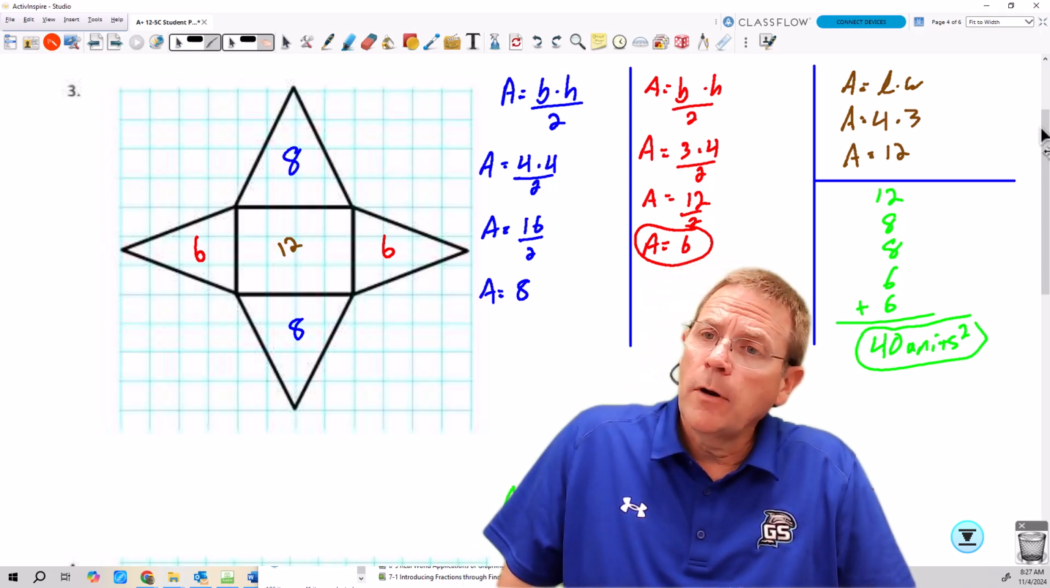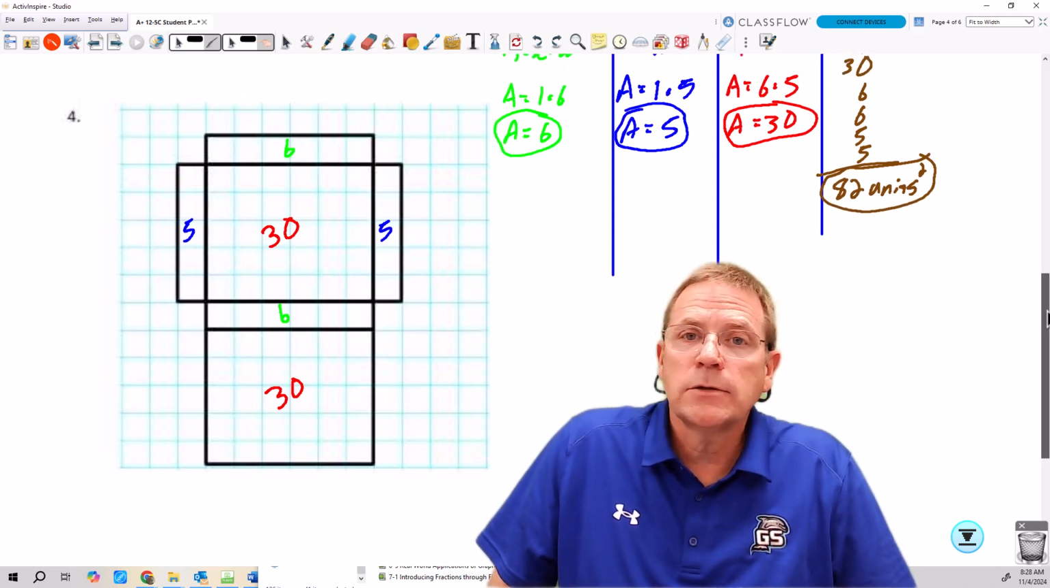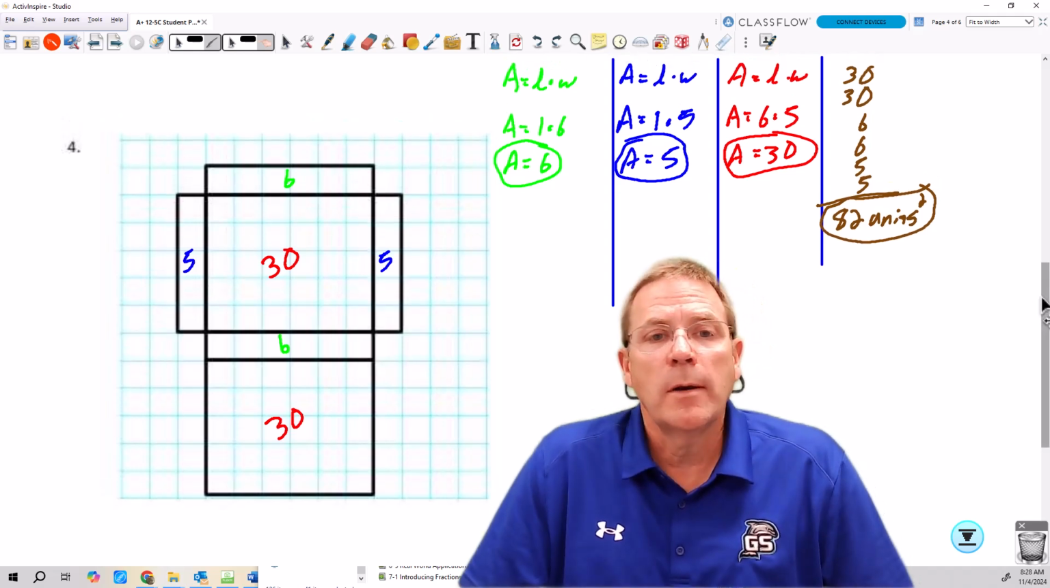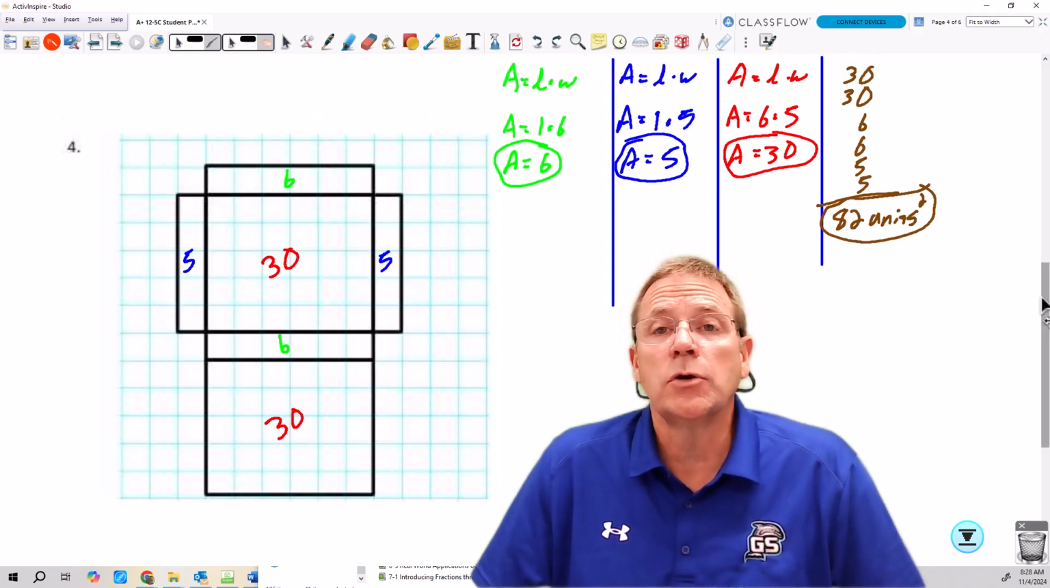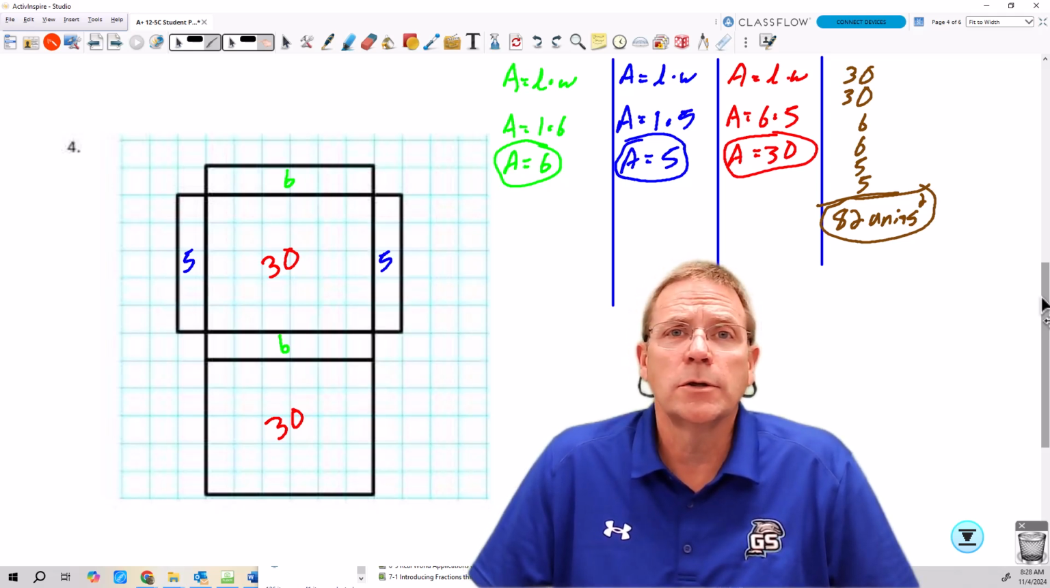For my final problem, I went down to here, and I had 3 different size rectangles. One was a 1 by 6. One was a 1 by 5, and 2 were a 6 by 5. Added up, that gave me a total of 82 units squared.